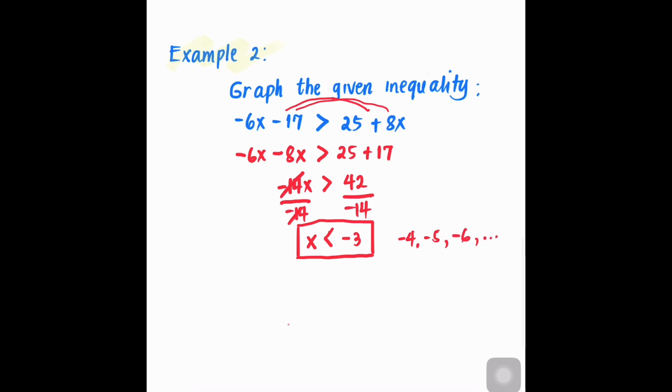For the number line, draw a horizontal line, and then take negative 3. Since the symbol is less than, based on what we discussed earlier, this is going to be an open or hollow circle because negative 3 is not included in the solution set. And then all the way to the left, where the integer values are that are lower than negative 3. And that is the graph of the inequality.